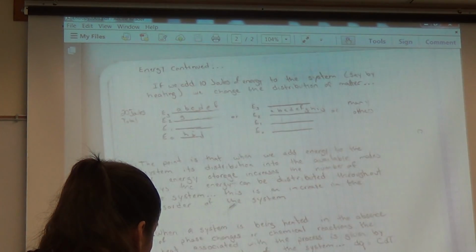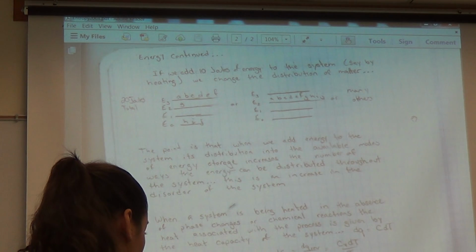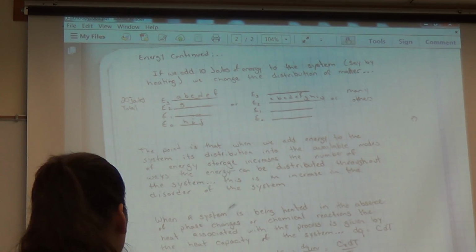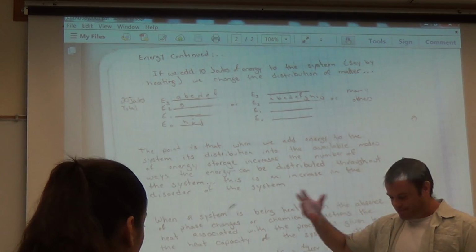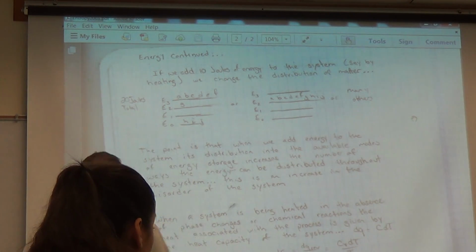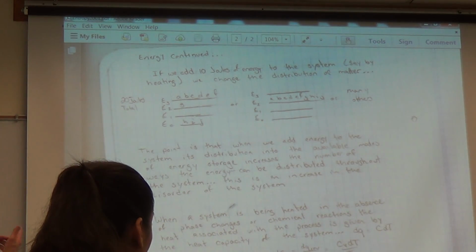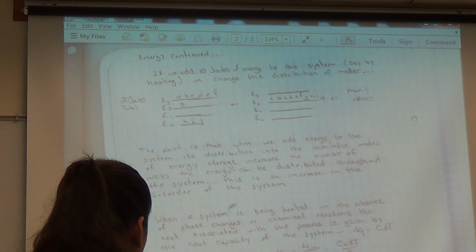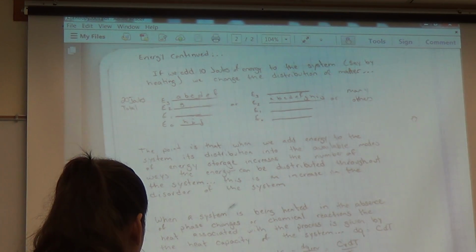I didn't have time to draw all this out perfectly. I'll try to get that done by Thursday. But this is just to wrap our minds around it. Let's say we doubled it. We had our 10 joules of energy, now we've got 20 joules of energy.